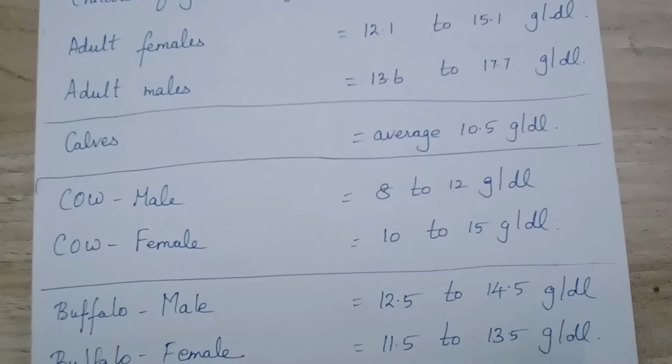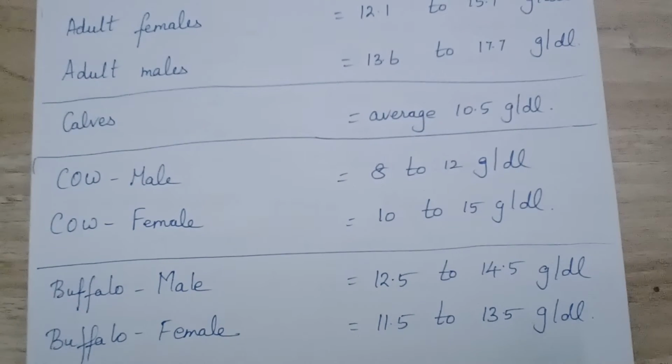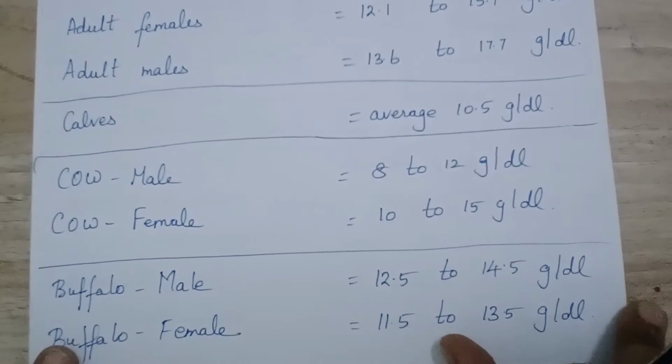In male buffalo it is 12.5 to 14.5 grams per deciliter, and in female buffalo 11.5 to 13.5 grams per deciliter. So these are the observations got from the local health center and the veterinary clinic.